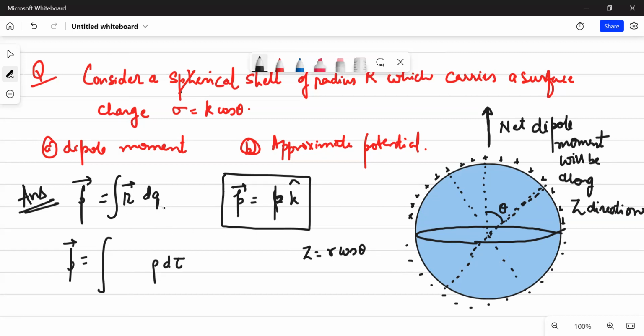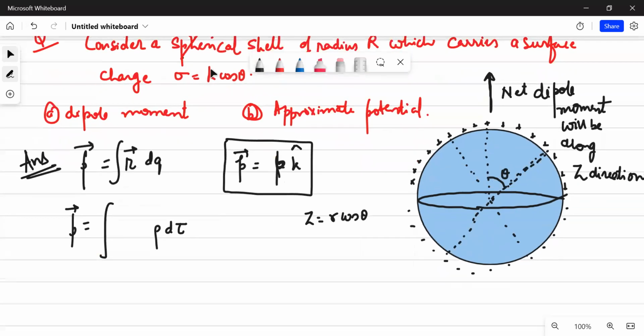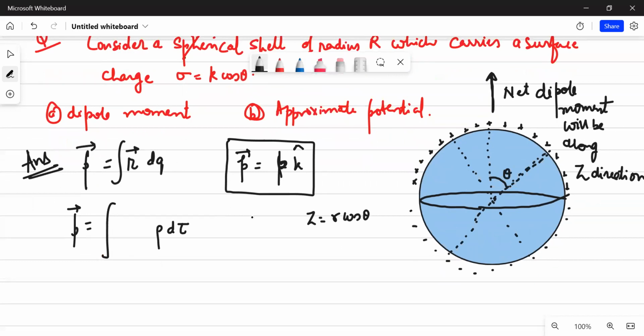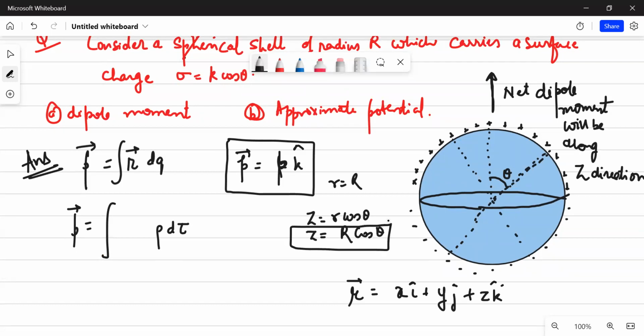In general, always remember this: whenever there is a question like this, always try to express your r vector in terms of Cartesian coordinates. So I can write x i cap plus y j cap plus z k cap. And my z is equal to r cos theta, and on the surface your small r will become capital R. So this is how you are going to give it.